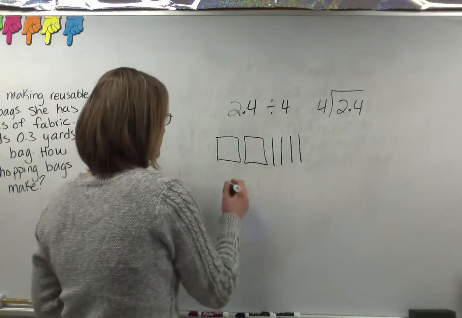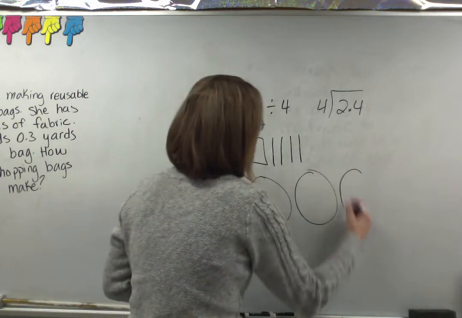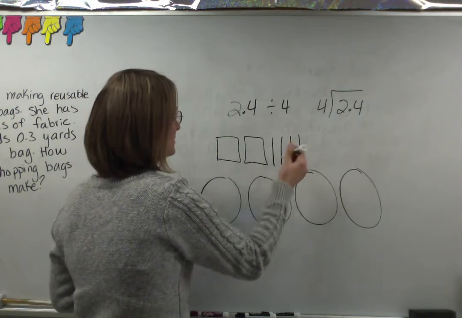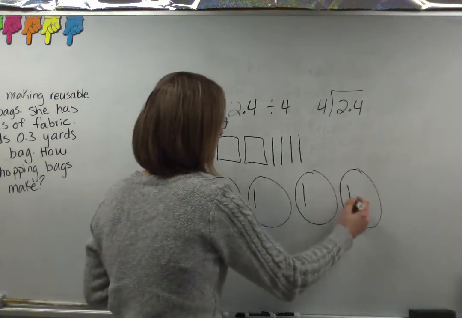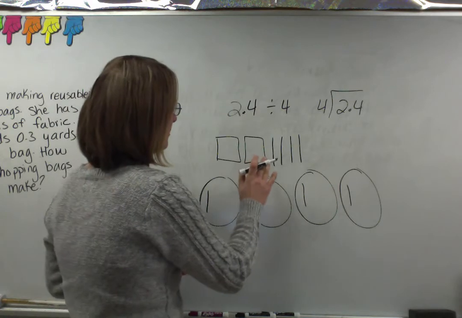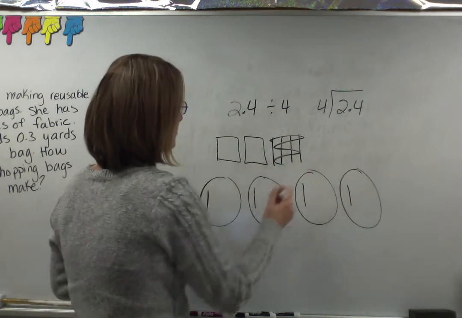We need to split it into 4 groups. So I'm going to go ahead and do this: 1, 2, 3, 4, just to make it easier for myself. You don't have to draw the circles. But I'm going to start splitting it up. So I have 4 tenths, so I can very easily put 1 tenth in each group, right? All right, so I can do that. Now I used those, so I'm going to cross those out.